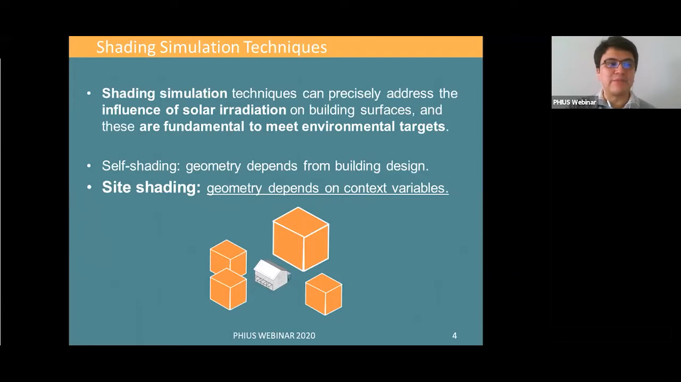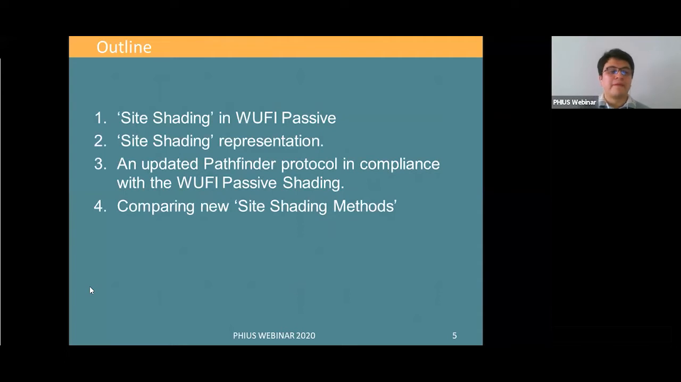In general, shading simulation techniques address the influence of solar radiation on the building. These are fundamental to determine if our models meet particular environmental targets, indoor comfort standards, and potential for views. For side shading, the geometry that we model depends on the context variables. In every project, the context is different. Then we want to know effective ways to model it. Therefore, we will see 4 key aspects related to side shading in this webinar.